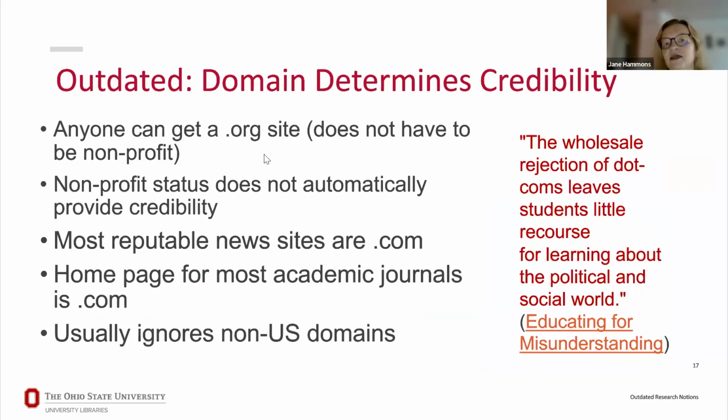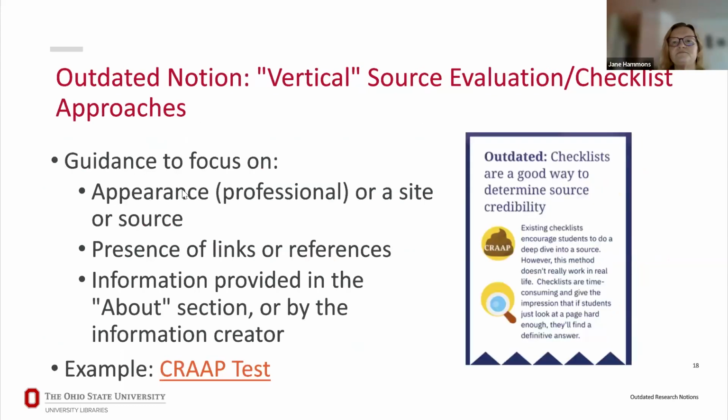Of course, we know that anyone can get a .org site. It doesn't have to be a nonprofit organization. Even if it is a nonprofit organization, that doesn't mean that it's a credible organization. We know that .com sources can be perfectly credible sources. The homepage for most academic journals is .com. Such guidance also usually ignores .us domains, so students may not have any idea what to do with those kinds of domains and may just ignore them. So telling students that they can determine credibility by looking at domain, we consider to be an outdated research notion, and based on the responses you all shared, a lot of you agree with that one.